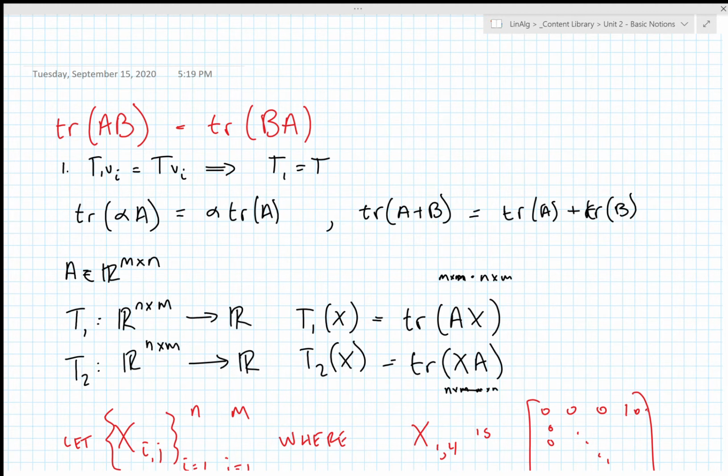I'm going to try to give you a very quick walkthrough. This is actually in the content library if you want to run all the way through it. Okay, so I'm trying to do number 5 from the homework, which is trace AB equals trace BA.